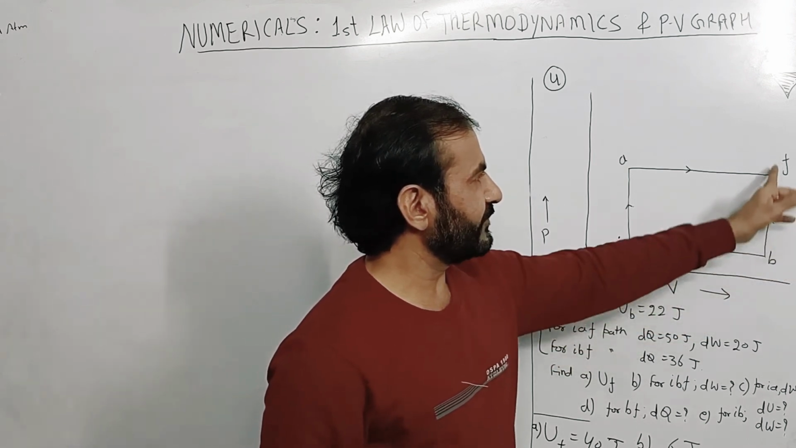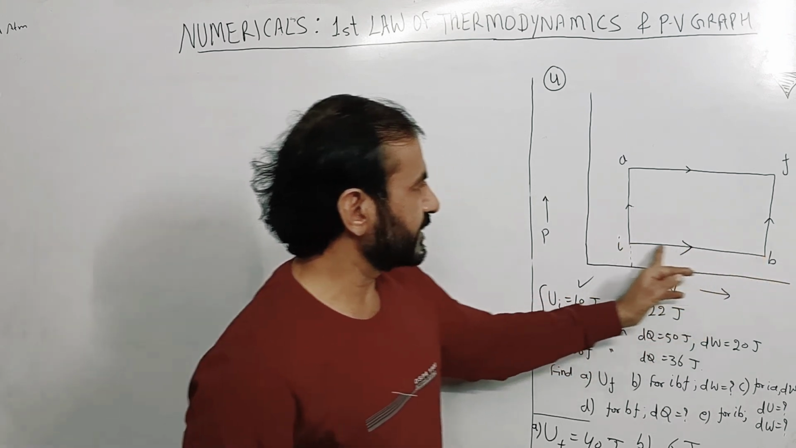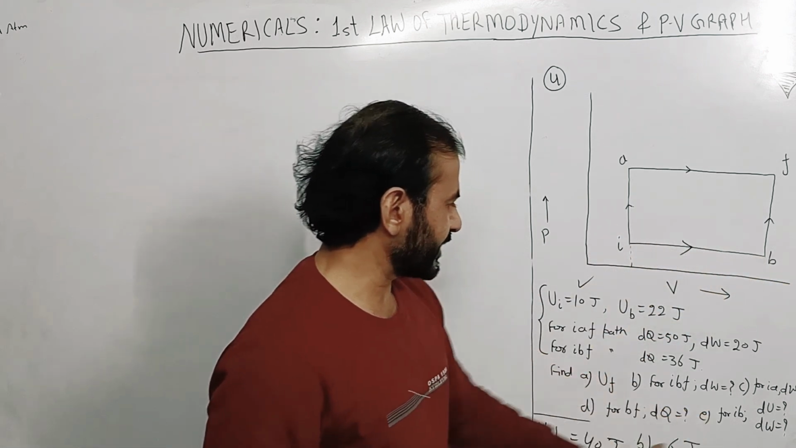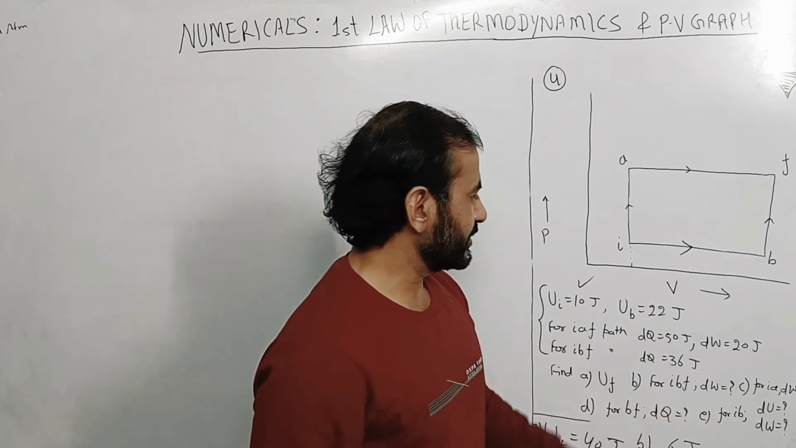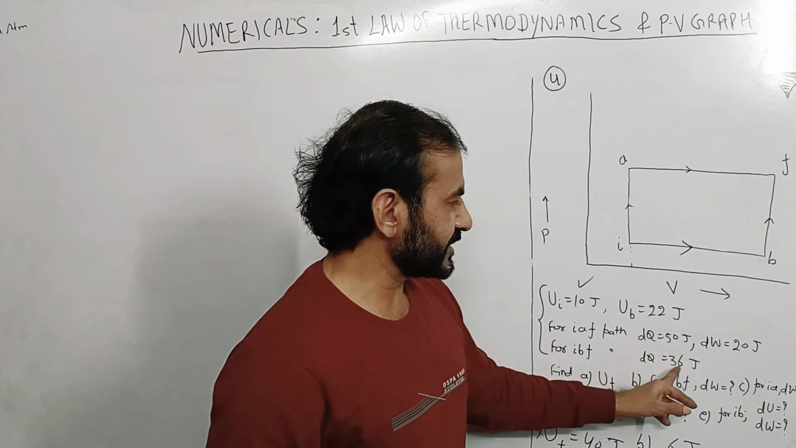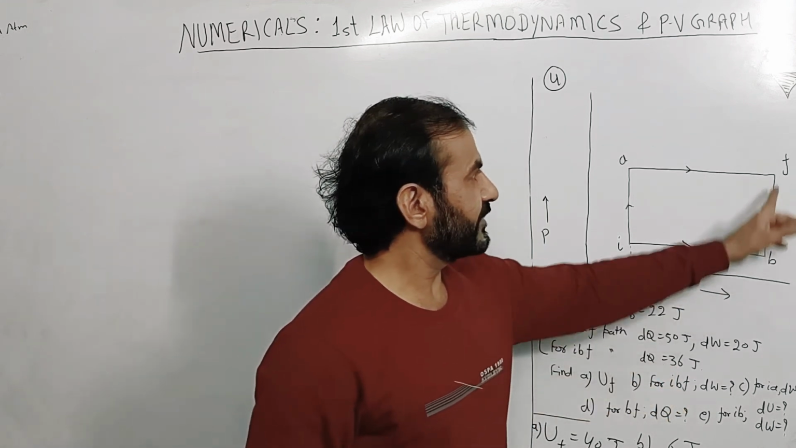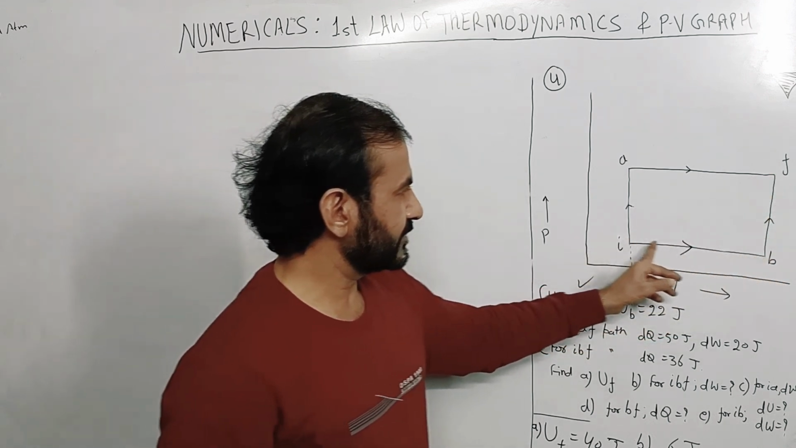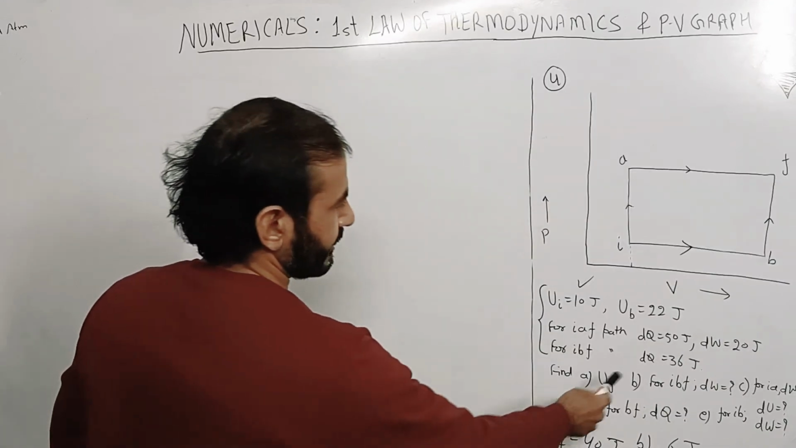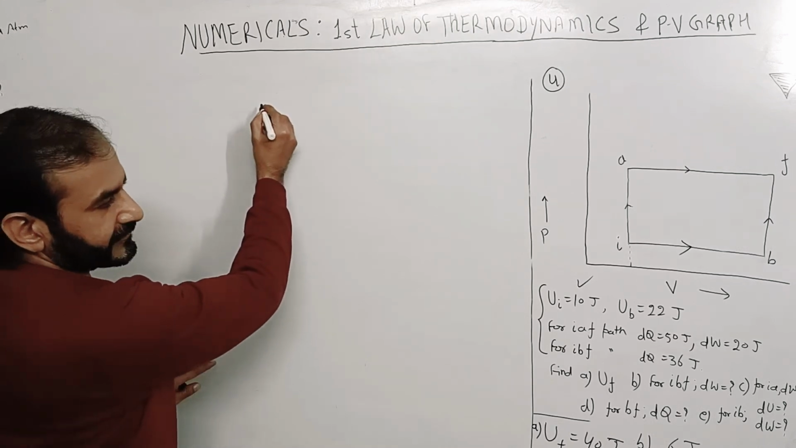And for B to F, dW is 0. So this way we can find dW for I to B. Okay, but this is in the fifth part. For the BF part, how can dQ be found? For IBF, dQ is 36 joule. And for IBF, delta U can be found. But we should do it this way. This is D part.